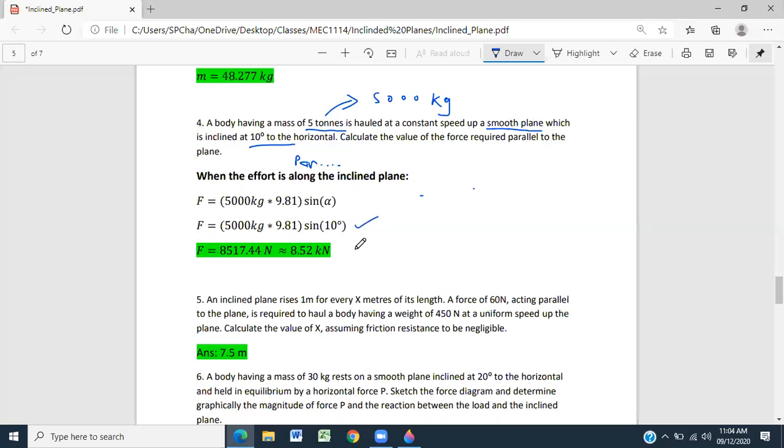So we can solve this entire question in just one line. Or maybe 1, 2, and it's done, right? Simplifying this, plugging this into a calculator should give you 8,517 newtons, or rounding up, 8.52 kilonewtons. Yeah. Any questions?